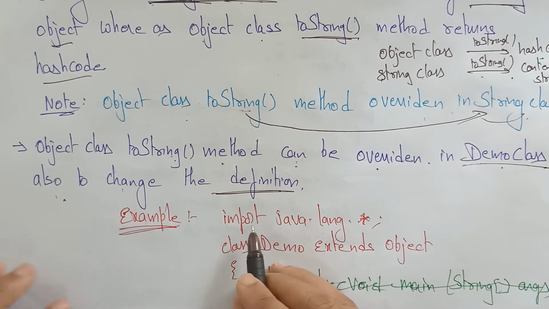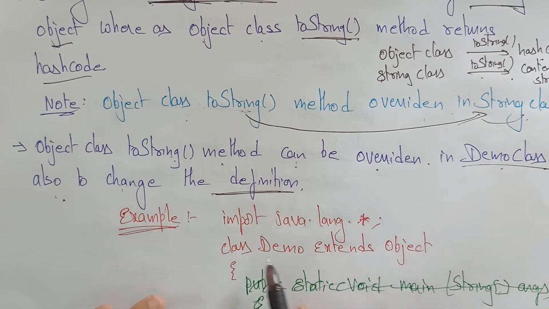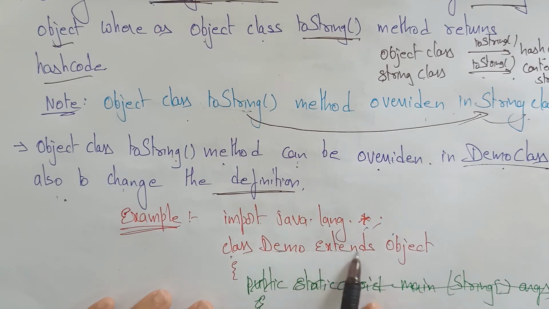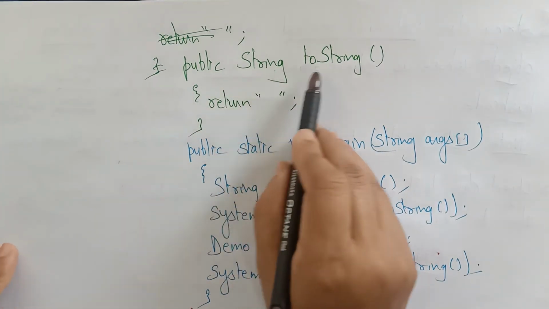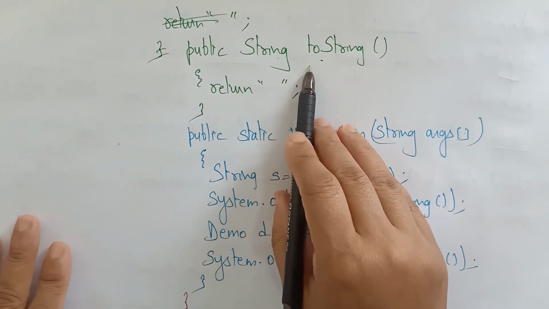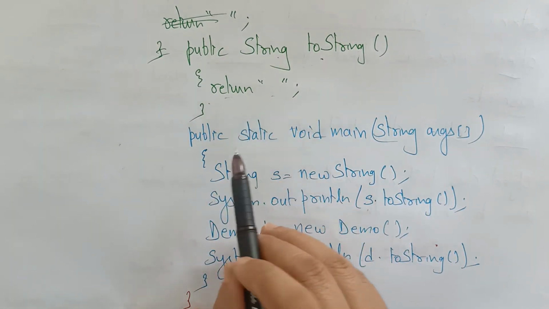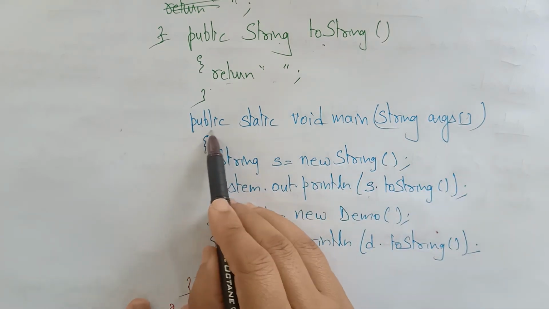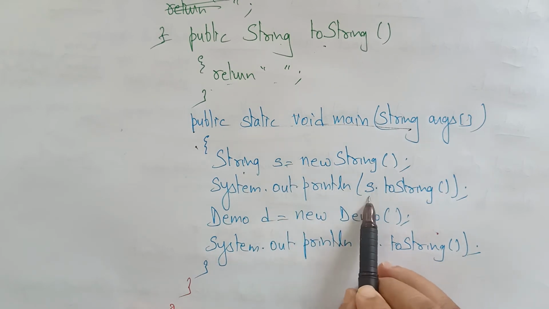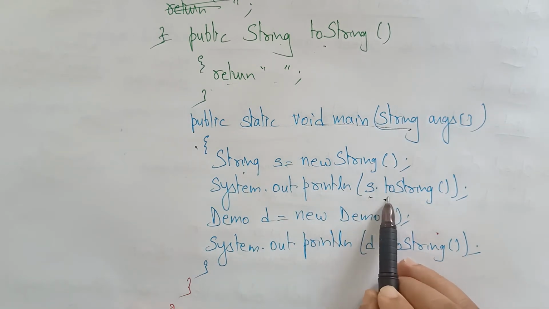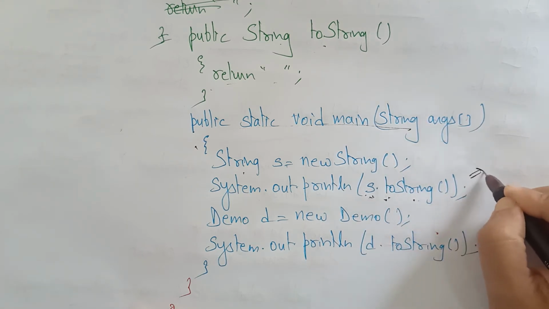See here. Even though it is implicitly there, I'm explicitly mentioning it here: import java.lang.*; class Demo extends Object. Now I'm writing a public String toString method, explicitly calling it. It returns a blank space. The class is loaded, the main method is executed, and a String object is created. Whenever s.toString is called, by default a blank space has to be printed.